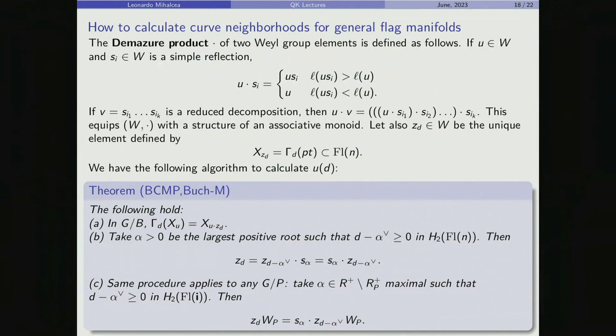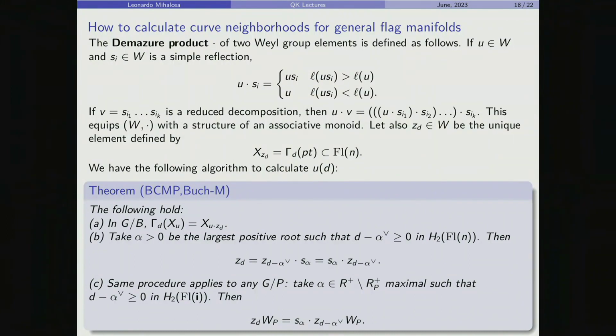So the idea is the following. You first calculate curve neighborhoods for a point, and you get a particular Weyl group element. Out of that, you can get the curve neighborhoods for any other Schubert variety. So you need to know how you do it for the point first. So let me explain first how you do it in general, and then how you do it for the point.